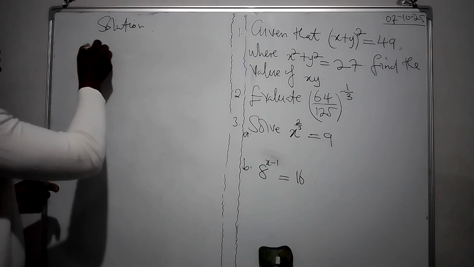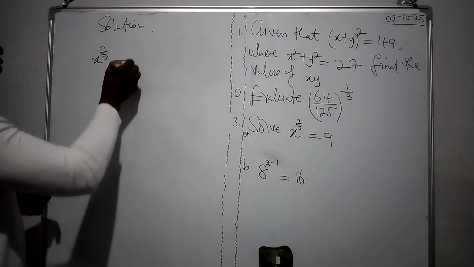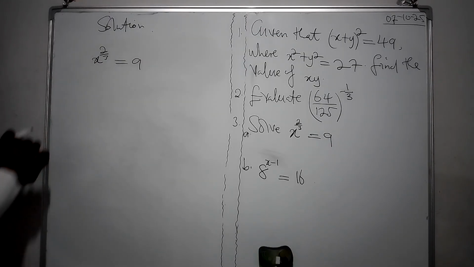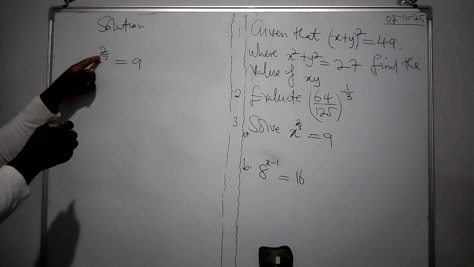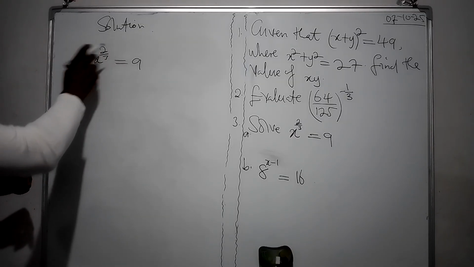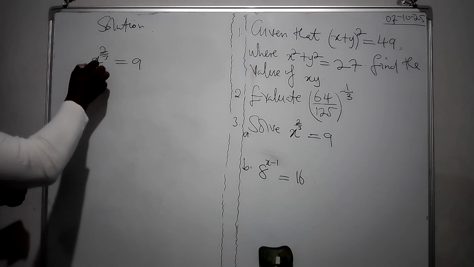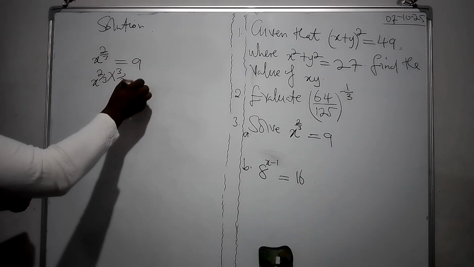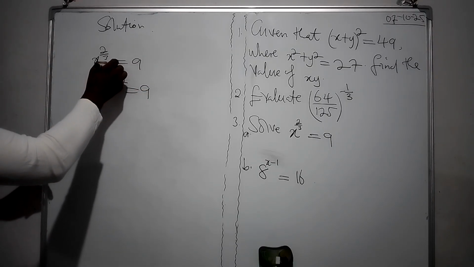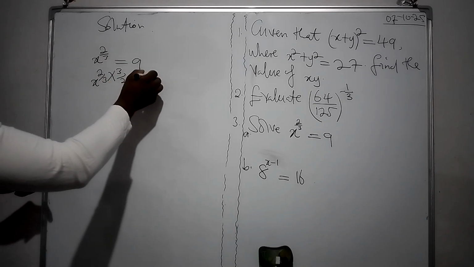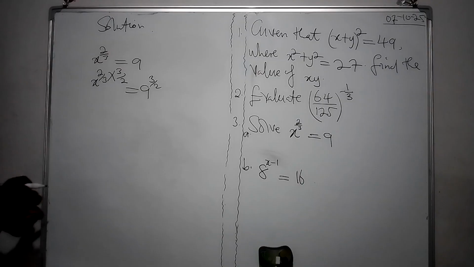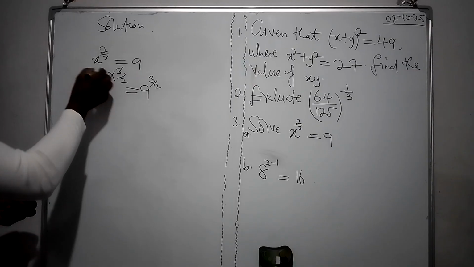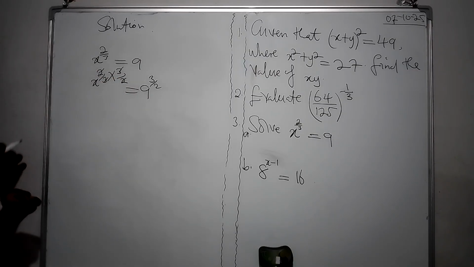The third one is x raised to the power 2 over 3, which is equated to 9. Okay? Now, to have this x alone, we can multiply by the reciprocal of this. So I have x, which is 2 over 3, times 3 over 2, which equals 9. Now, the same thing that you have multiplied on this side, you also have on this side, which is 2 over 3. Then automatically this one will cancel, that one will cancel, this one will cancel, and this one will cancel. So you just remain with the x alone.